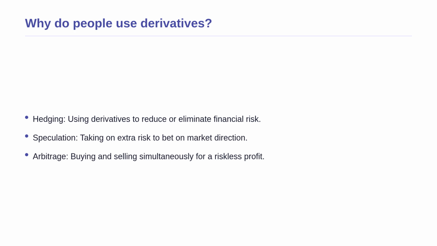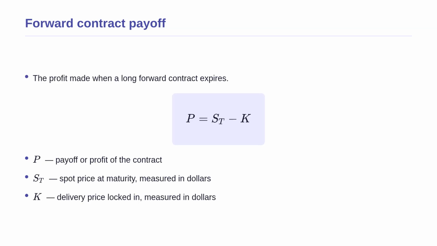To understand how derivatives work mathematically, we can look at the payoff of a simple forward contract. Suppose you take a long position, which is finance jargon for being the buyer in the contract. You agreed today to buy the asset later at a locked-in delivery price. When the expiration date arrives, your profit is simply the difference between what the asset is actually worth and the locked-in price you promised to pay.